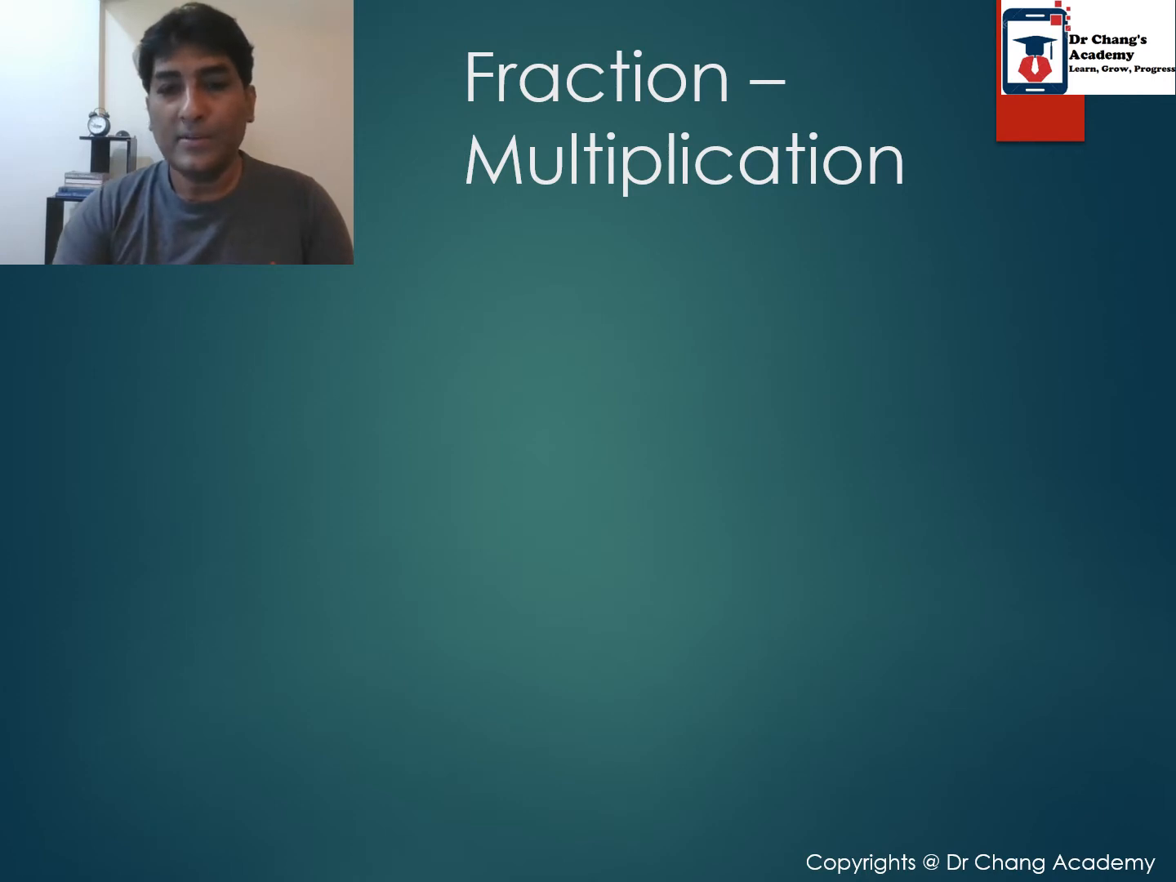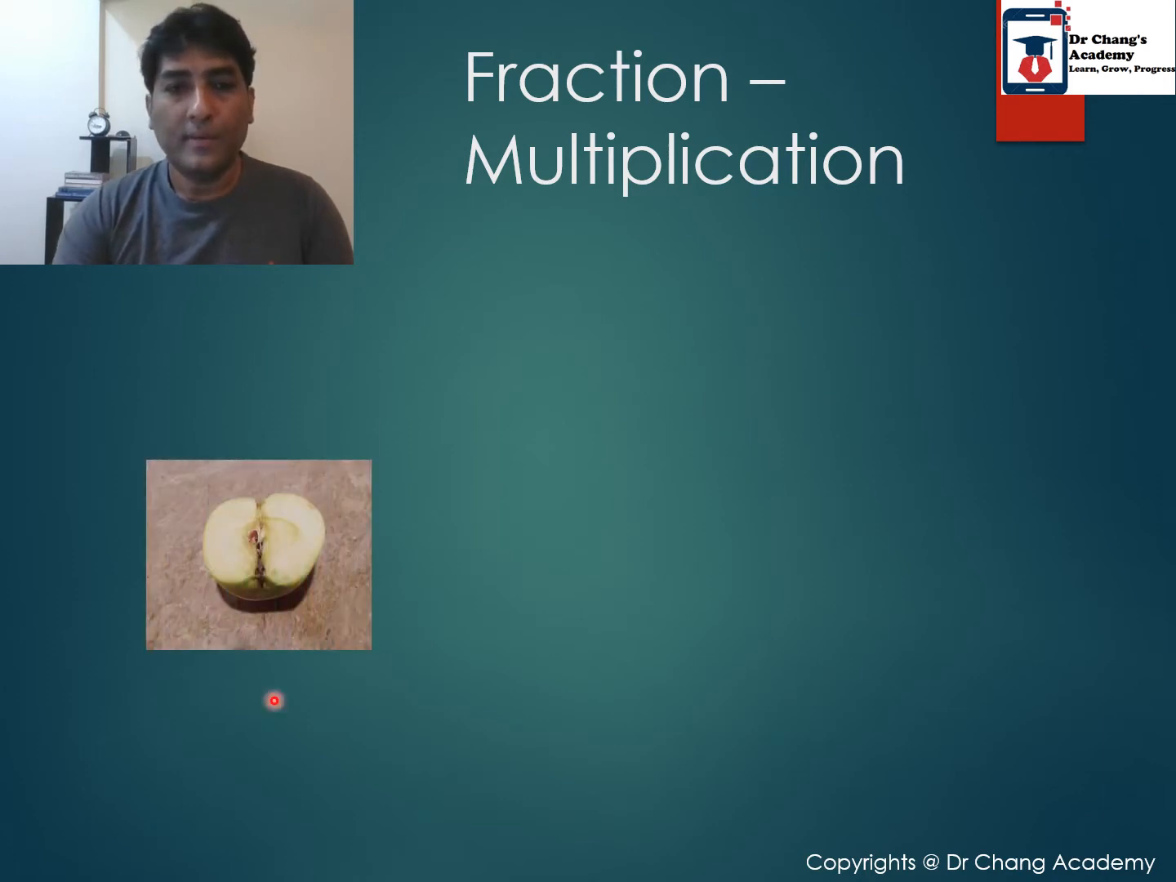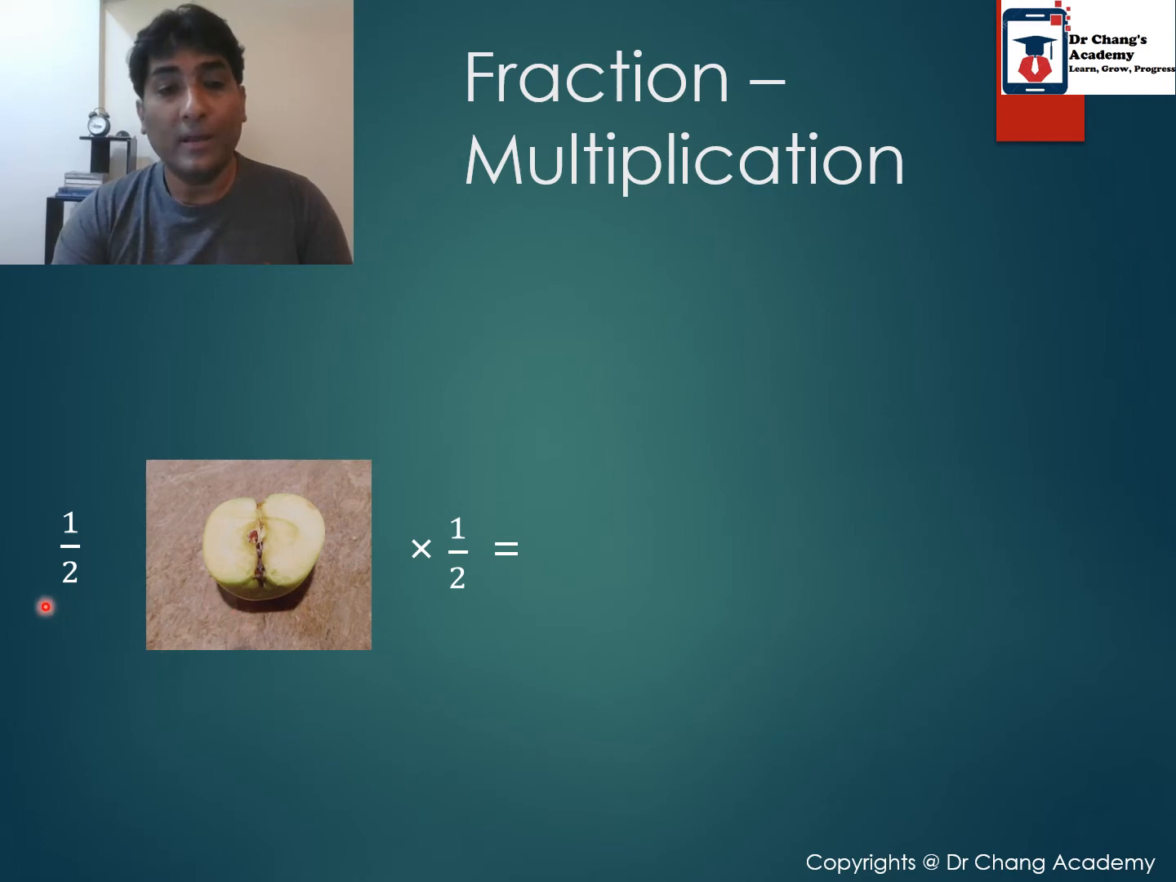All right, so let's look at another problem. Here we can see half an apple again, like we saw earlier, and this is how we write 1 over 2 or half. Let's say we want to multiply it by half. So what do we mean here? Half multiplied by half means half times half. And what is half times half? Half times half is actually half of half.